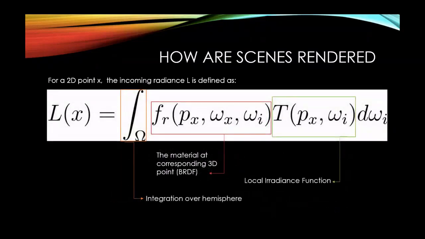We can rewrite the equation in terms of the material and the local irradiance function, where the local irradiance function basically encapsulates the lighting contribution of that particular point. Now, if you want to edit the material of the scene, we need to find a formulation in which the material and the lighting contributions at that particular point are disentangled. If we have such a formulation, then we can easily edit the material texture and then render the scene. So how do we come up with such a formulation?